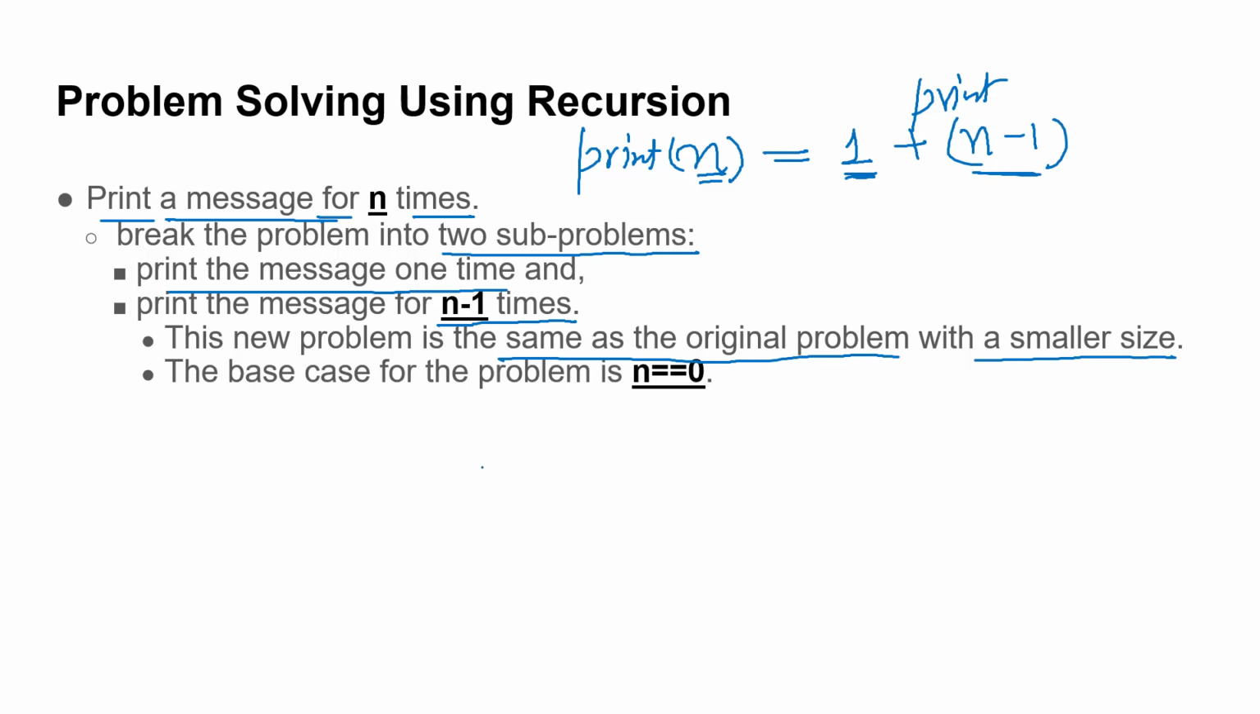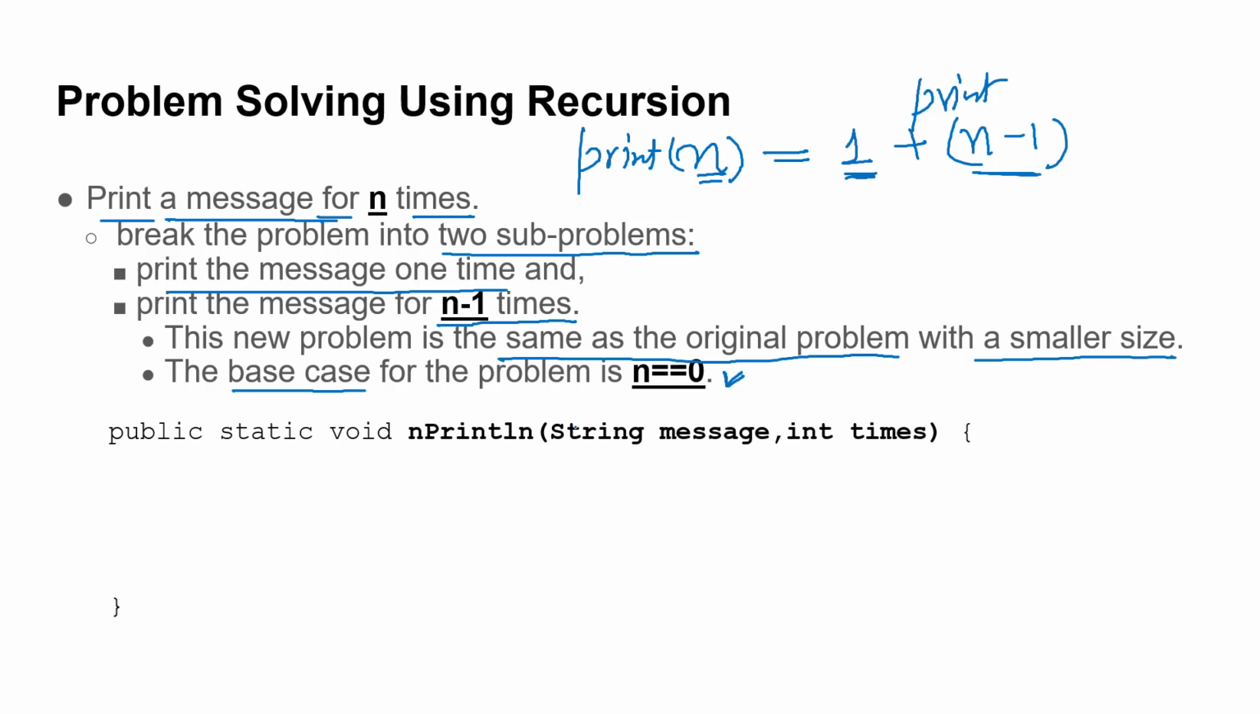And what would be the base case here? Well, the base case is going to be the case where n is equal to 0, meaning that you printed the message n times. You don't need to print it anymore. Now let's think about the recursive method for printing a message n times.